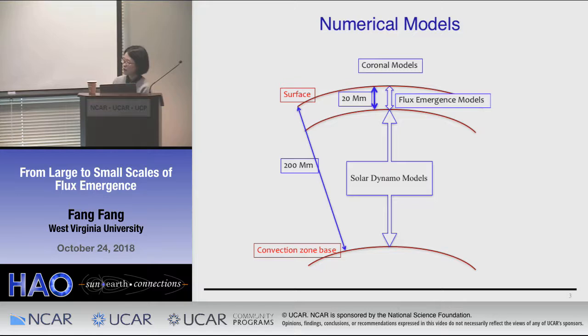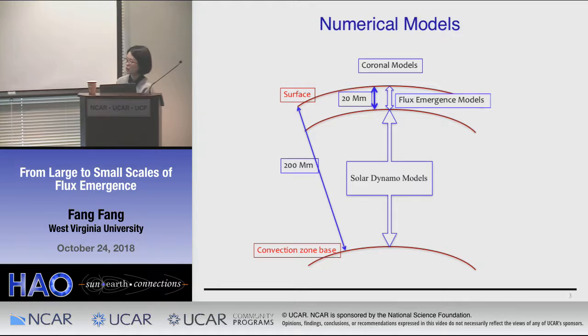So here, this dynamo model covers from the base of the convection zone all the way to about maybe 20-30 megameters below the surface, where the plasma starts to get compressible. So above is about 200 megameters of distance in height, and then above this solar dynamo model, we have the flux emergence model, where in the top 20 to 30 megameters, everything gets very nasty because it's very compressible. The density drops by several orders of magnitude.